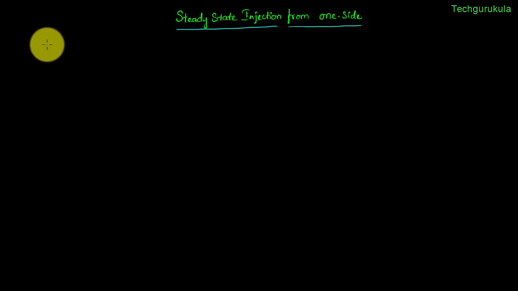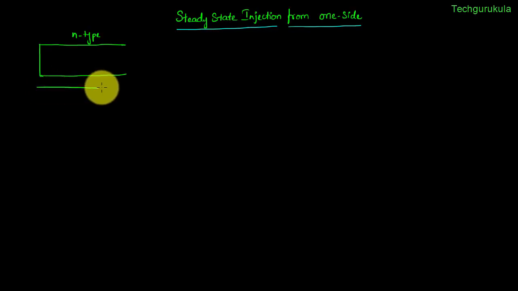In this video, we're going to talk about steady-state injection from one side in a semiconductor. So let me take an N-type semiconductor, which is very long, and I'm taking the x-axis in this direction, and let's say this is x equals 0. And as it is very long, I'm not showing you the exact length of the semiconductor.